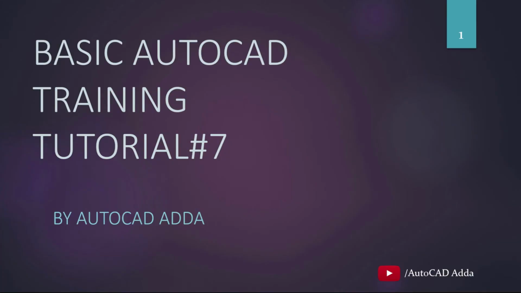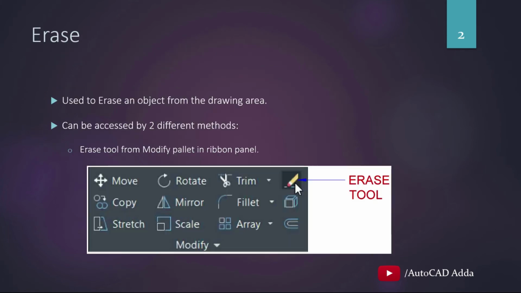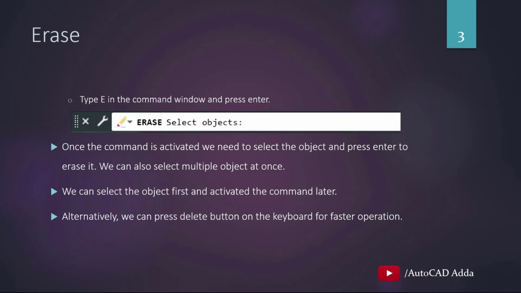Let us have a quick recap on whatever we have learned in this tutorial 7. Firstly, we had a look on an erase command. It is a command that is used to erase an object from the drawing area. We can access this command by two different methods. Firstly, we can select the erase tool from modify palette in the ribbon panel, or we can type E in the command window and press enter.